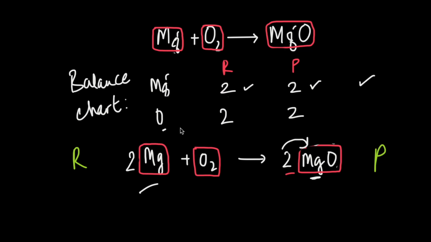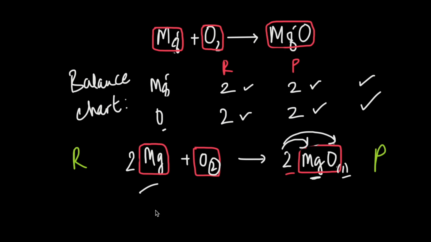Then we move on to oxygen, and oxygen here, as we can see, has 2 atoms. So 2 on the reactant side, and how many on the product side? We have 1 atom here, nothing means 1, and this 1 will get multiplied, of course, by the coefficient outside. In total, it will become 2 atoms of oxygen as well. That means the reactant and the product side of oxygen is also balanced. This means now this equation is completely balanced.